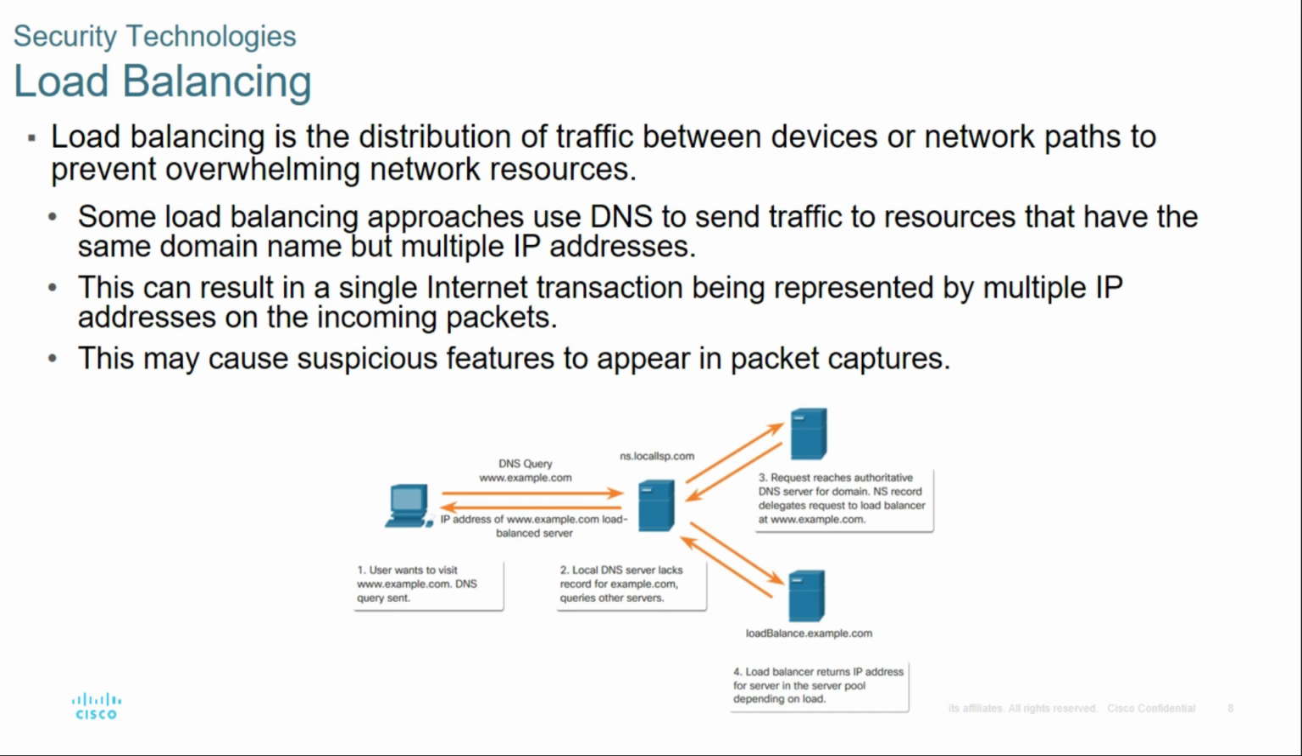Some load balancing approaches use DNS to send traffic to resources that have the same domain name but multiple IP addresses. This can result in a single internet transaction being represented by multiple IP addresses on the incoming packets. This may cause suspicious features to appear in packet captures.